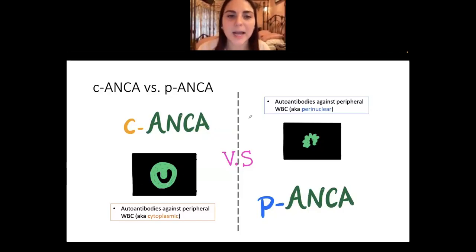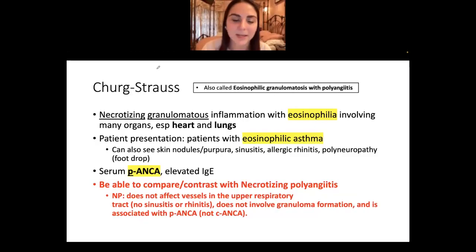I think it's anti-neutrophilic something, I forget. But you're making an antibody against the cytoplasm, that's your C ANCA, versus if I'm making autoantibodies against the perinuclear area of the white blood cell, so the part around the nucleus, that's my P ANCA. I would have loved this to be an N ANCA because that's nuclear and then cytoplasmic, but whatever. But P ANCA is fine because it's going to help you remember that necrotizing polyangiitis is a P ANCA.